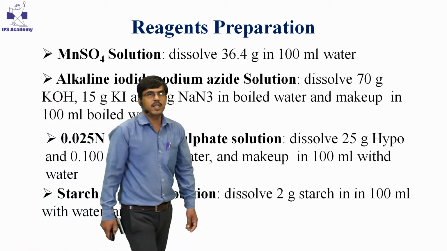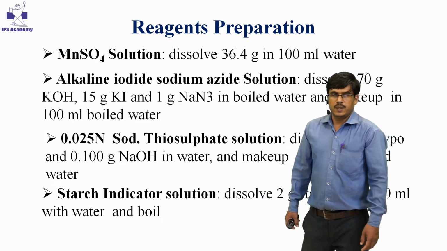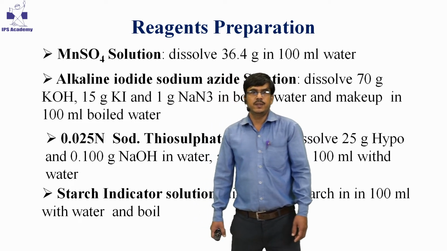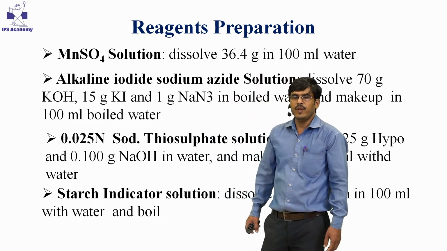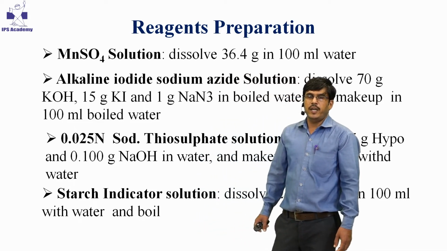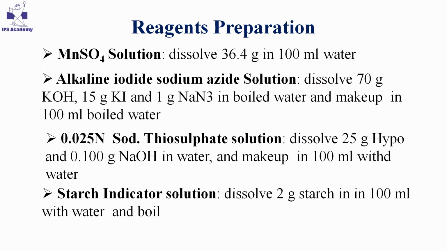The other one is alkaline iodide sodium azide solution. It is a mixture of KOH, sodium azide and KI. We have to take 70 gram of KOH, 15 gram of KI and 1 gram of sodium azide. First dissolve these quantities in water, and then make up the solution to 100 ml with boiled water.